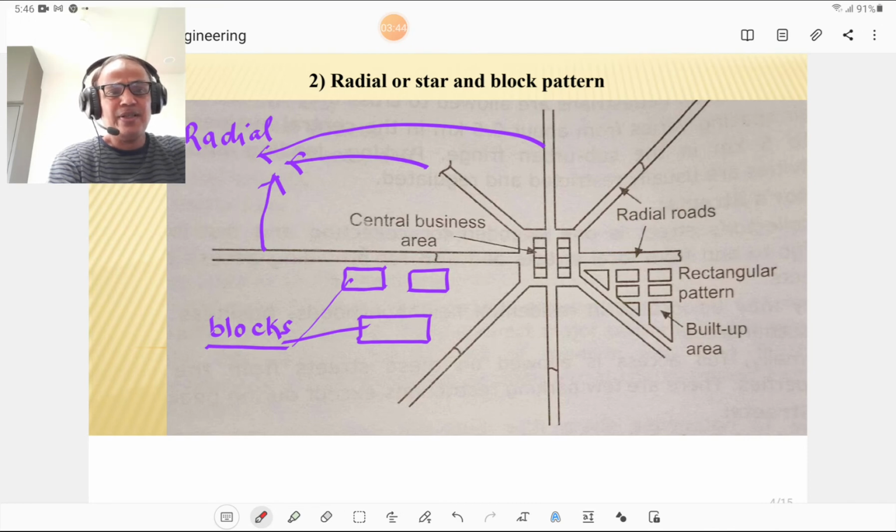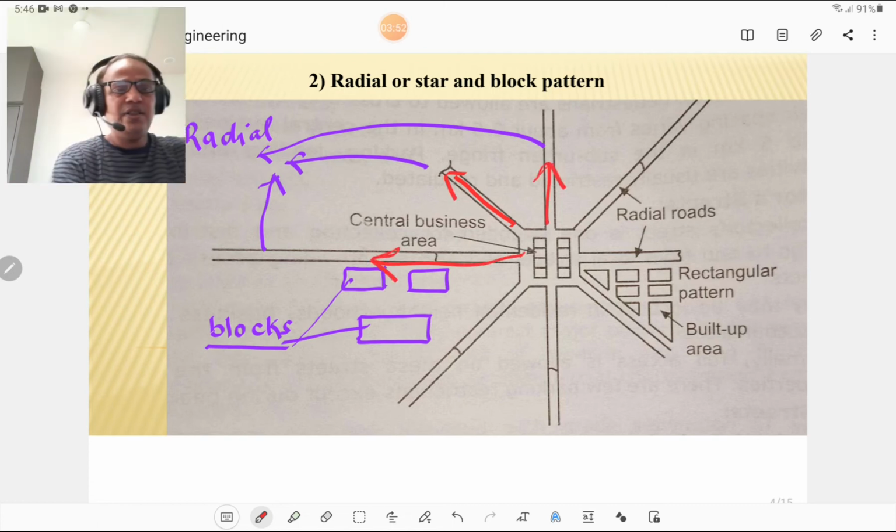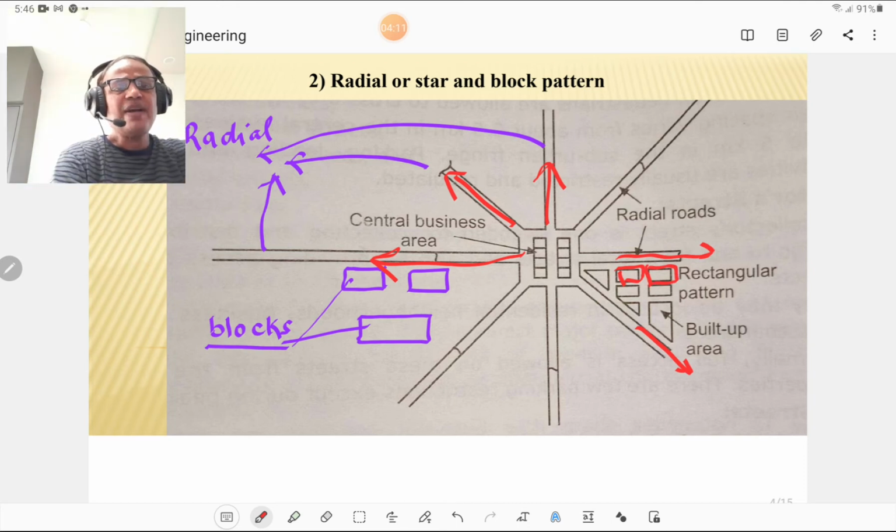Then the second pattern is the radial or star and block pattern. Please look at this figure. The figure consists of a number of radial roads, this one, this one. The roads go outward or come inward radially to the central business center, and the area in between these radial roads is developed as rectangular blocks. So such a pattern is called a radial or star and block pattern. The blocks are rectangular but the roads are radial or star.